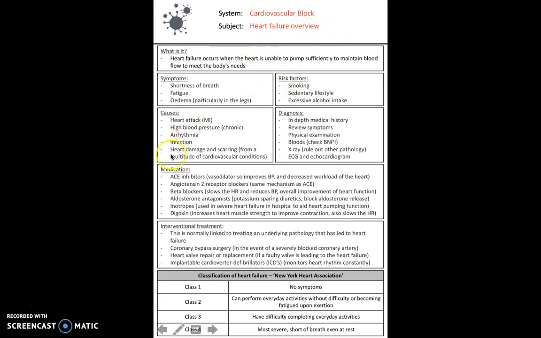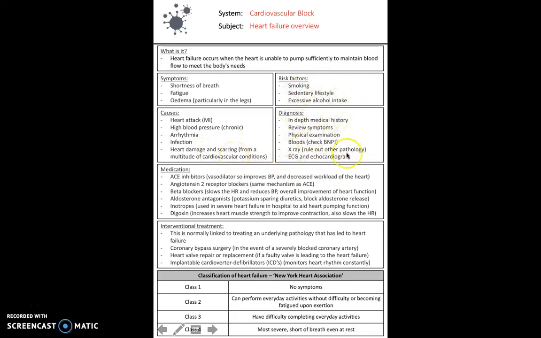The more direct causes behind heart failure include a heart attack or an MI, which may cause scarring or fibrosis, a high blood pressure, so chronic hypertension, arrhythmias, infection, but overall the key mechanism usually that results in heart failure is heart damage and scarring, and of course this can arise from a multitude of different cardiovascular conditions.